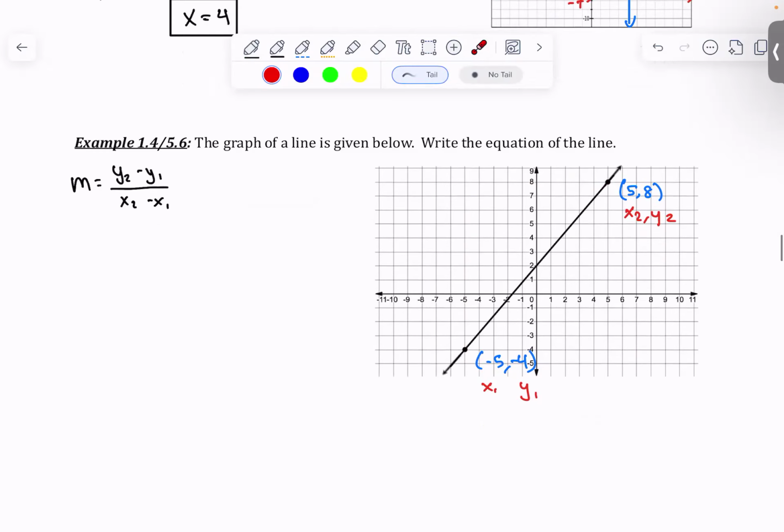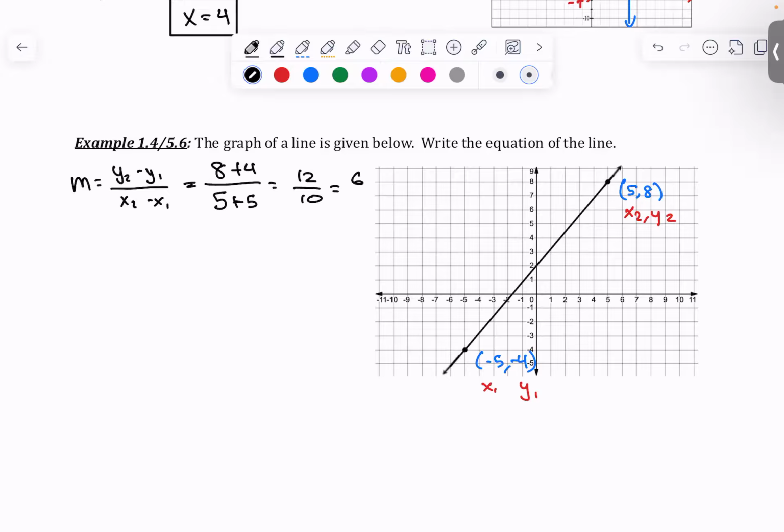Either way, however you want to do it, you'll get 8 minus -4, so 8 plus 4 divided by 5 minus -5, so 5 plus 5. That's 12 over 10, which reduces down to 6/5.